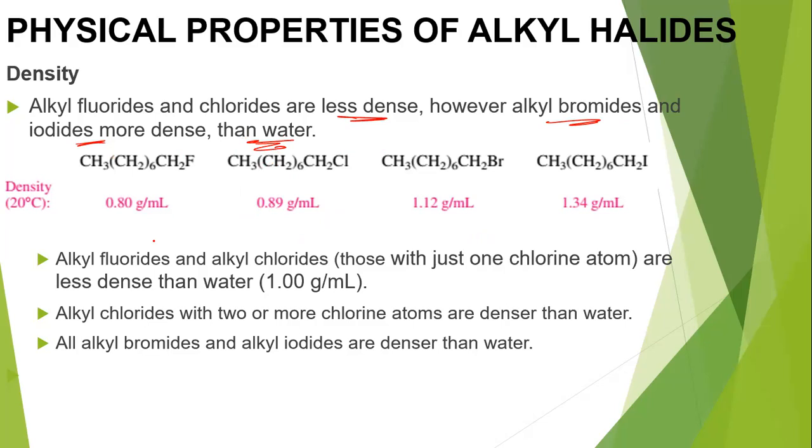But then there's something else that you have to take note of. That is alkyl fluorides and alkyl chlorides. Those with just one chlorine atom are less dense. That means the general statement here is for the ones that are monofluorinated or monochlorinated, right? Now, if any alkyl chloride has 2 or more chlorine atoms, it is denser than water. So then it means this is not always true. We should also read this. But then irrespective, whether it's monobromination or mono-iodination, it is still more dense than water.